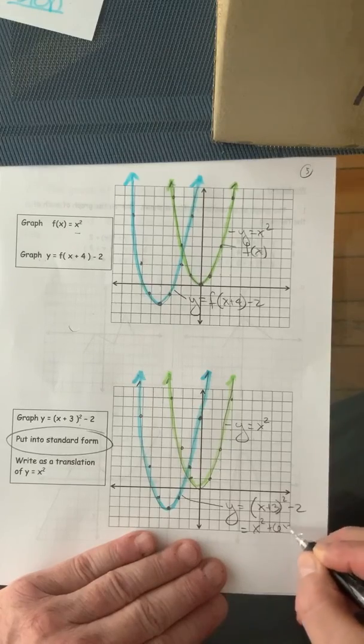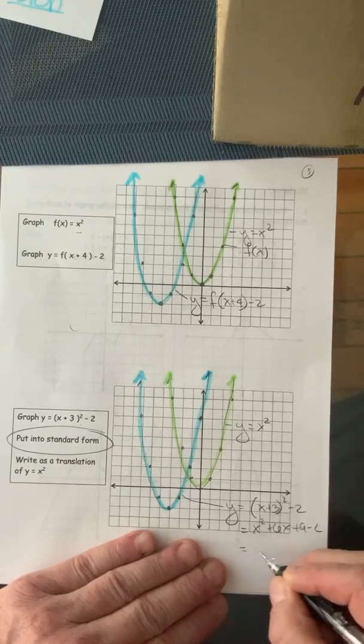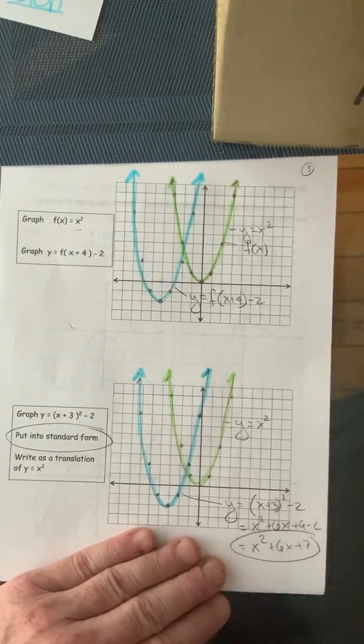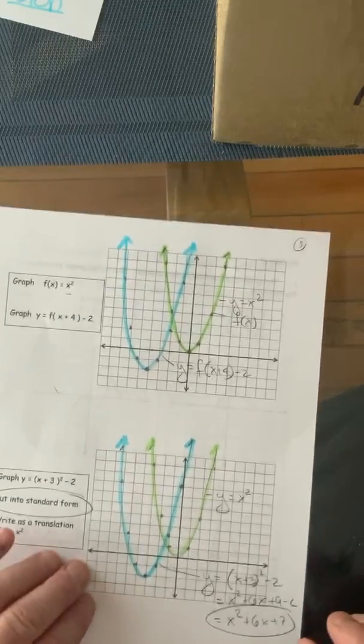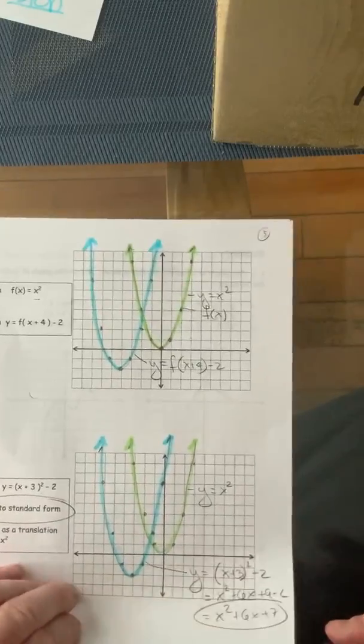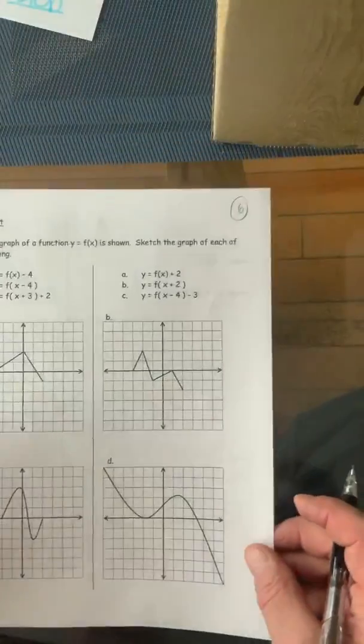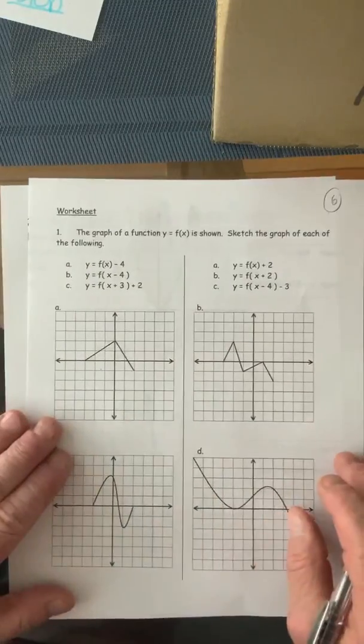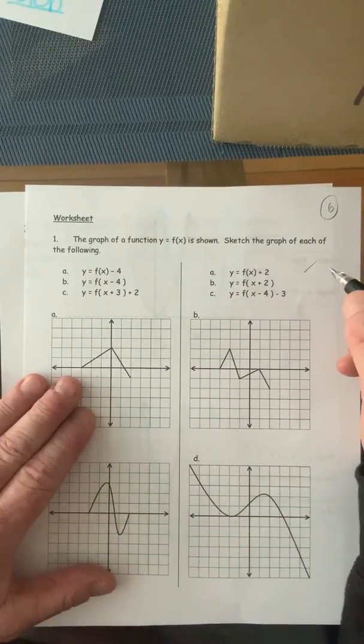X squared plus 6x plus 9 minus 2, x squared plus 6x plus 7. Same thing. Shouldn't be too hard. Next page. To me, this is page 6. All right. I'm going to leave this page. This is for you to do on your own.